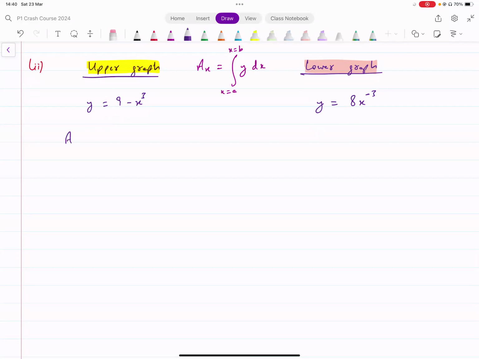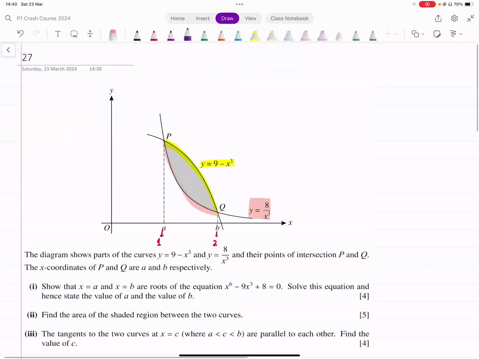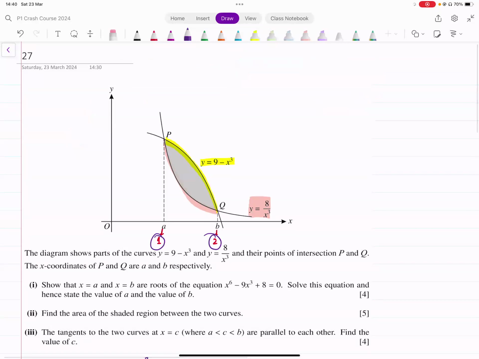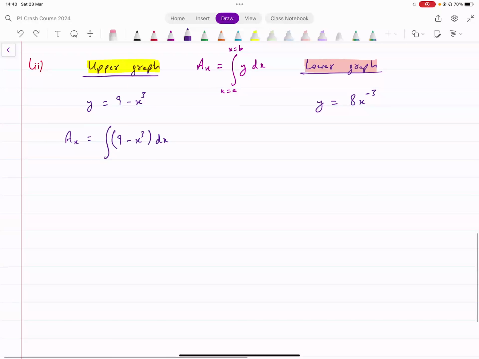For the first function, area between graph and x-axis, that's going to be 9 minus x cubed, integral of this with respect to x, with limits from 1 to 2. Right? These are the limits that we have. From x equals 1 to x equals 2. Now let's integrate this function. First of all, what's the integral of 9? So just multiply that with x. So we have 9x minus x raised to the power 4 divided by 4. And then you input the limits from 1 to 2.